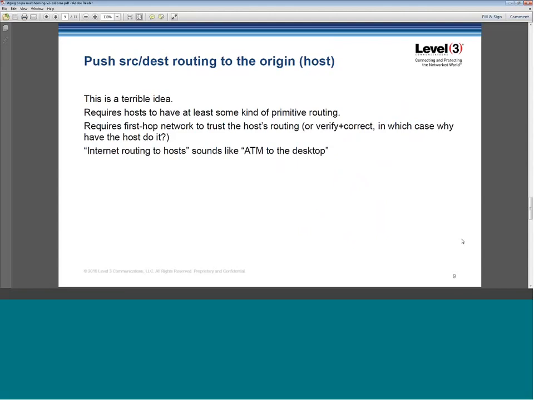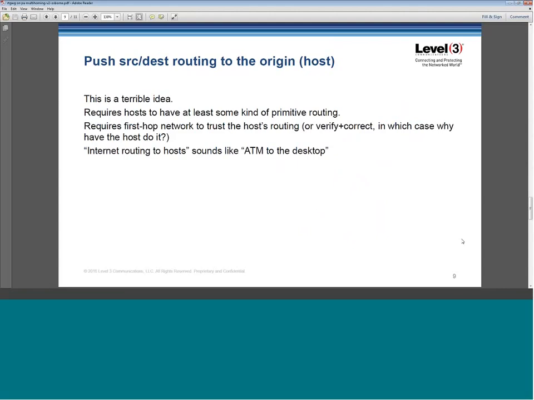So one thing you could do is push source destination routing to the origin. And again, this is not v6 specific. I think this is a terrible idea. It requires hosts to have some awareness of routing, and the whole point of routers is to do that heavy lifting for the host. If the hosts have some primitive heuristic, then the first hop network device, so the ingress router in the terms I'm using here, either has to validate or sanity check or prevent or double check the host decision, and then why bother to have the host do it?